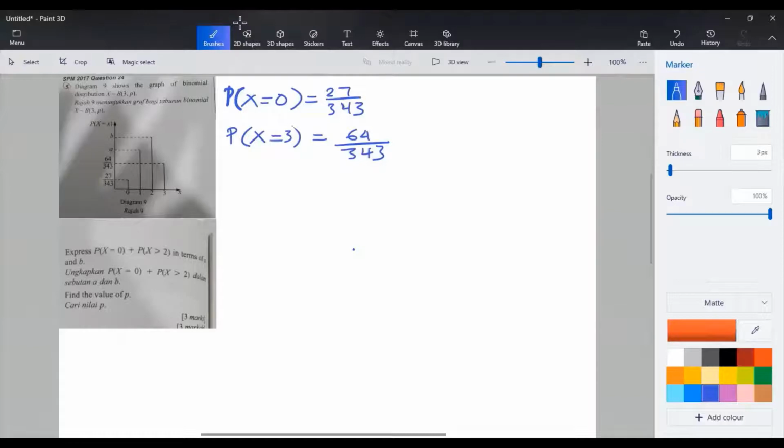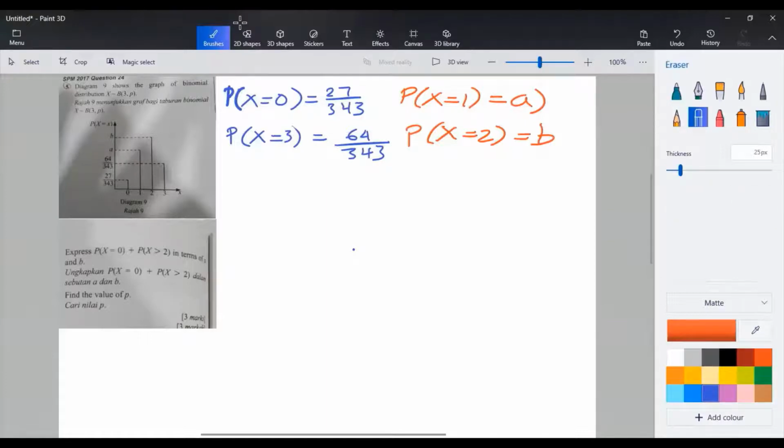We have the probability of x equals 1, which is equal to a, and the probability of x equals 2, which is equal to b. So based on that, they're asking you the statement here: express this in terms of a and b, and of course, the second part, find the value of p. So how do you express this term in a and b? This is part 1.